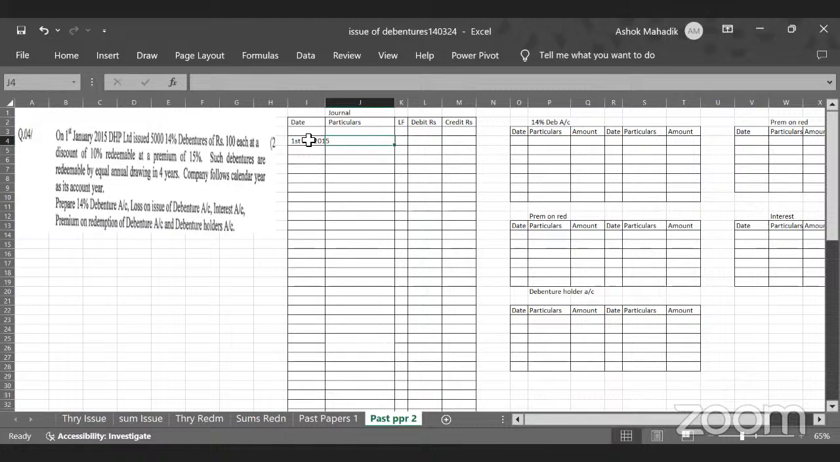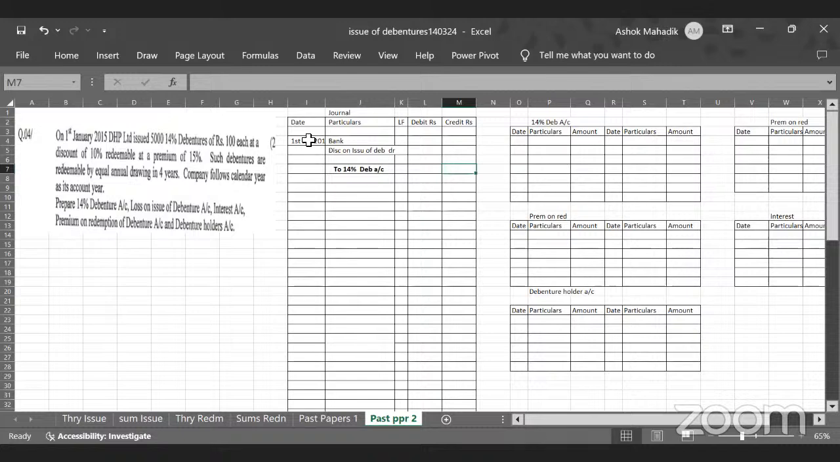As I told you, we always record the issue part first. In this case, 5,000 debentures are issued at a discount of 10%. So face value is 100, but we are selling it for 90 rupees. Clear? So we'll write bank account debit, discount on issue of debenture account debit. I'll leave one space for recording that loss on redemption, to debenture holders, debenture account, 14% debenture account. This is the entry for issue.